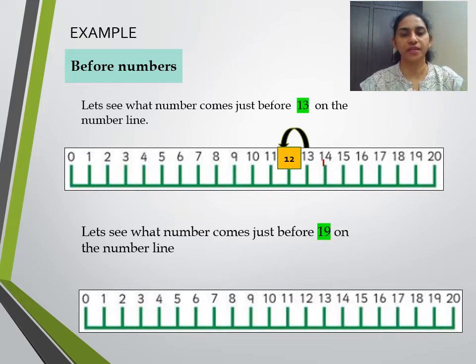Let's see the second example. What number comes just before 19? 1, 9, 19. What number comes, children? Any guess? See on the number line. Yes, it is 18. It is going in a decreasing order, means one number less than the given number. 19 is the given number, and one number less than that is 18. You're right.